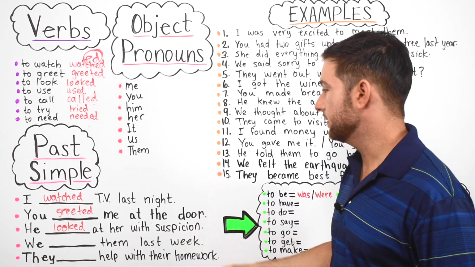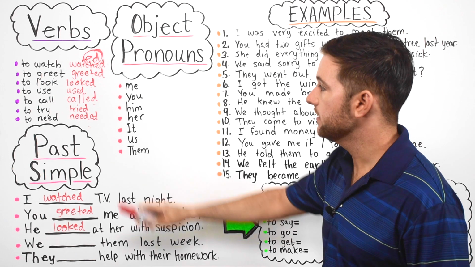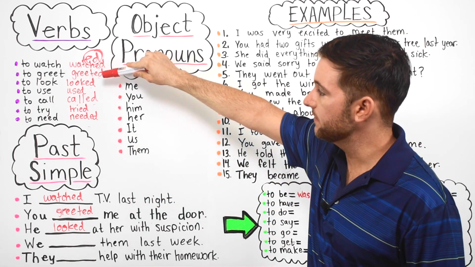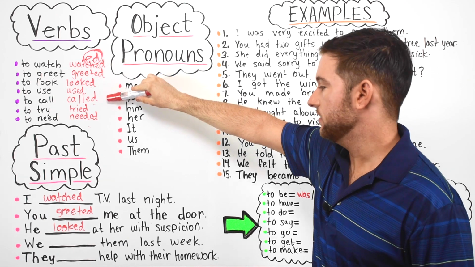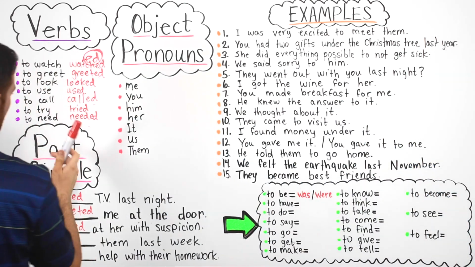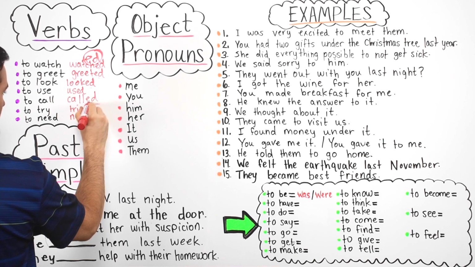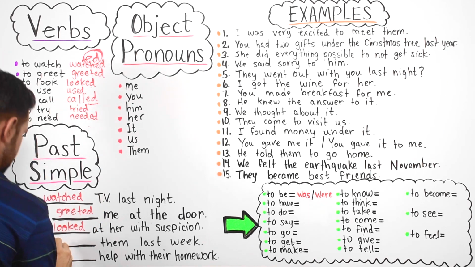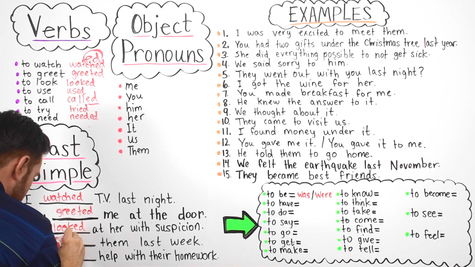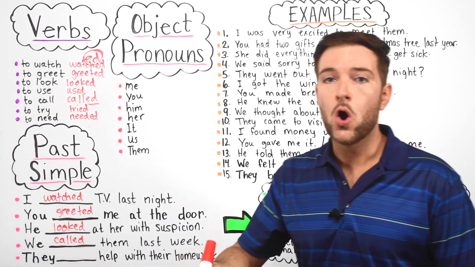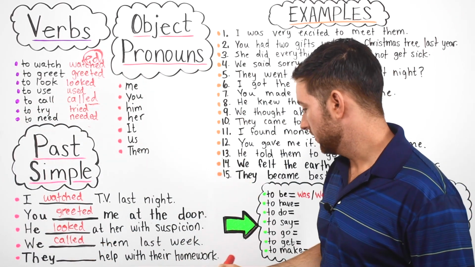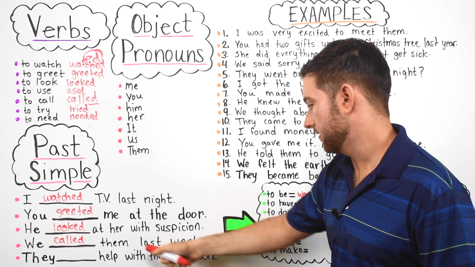We blank them last week. Okay. We watched them last week, greeted them last week, looked at them, used them, called them. We haven't used called, so we'll say we called with ed. Okay. Le passé. We called them last week. So it's like, on les a appelés la semaine dernière, last week.